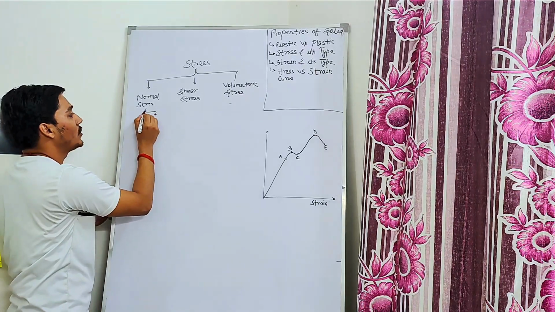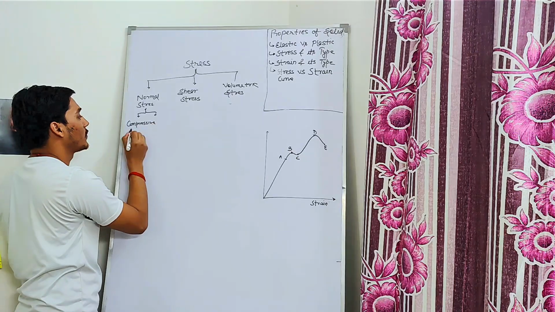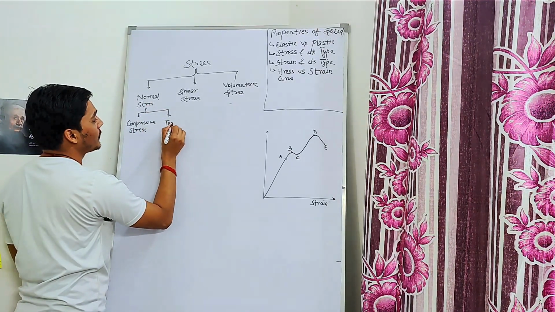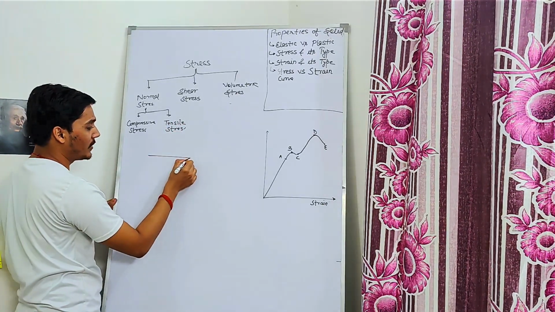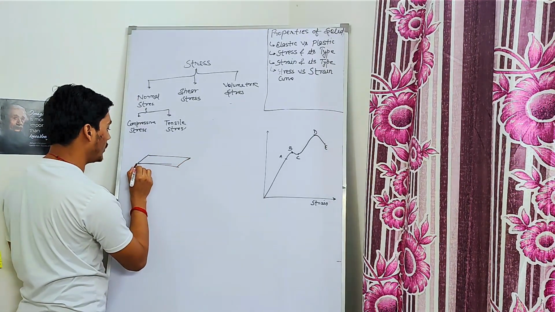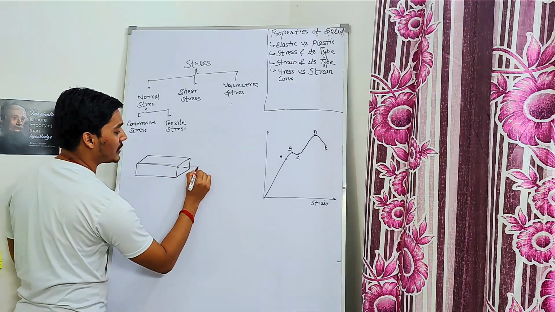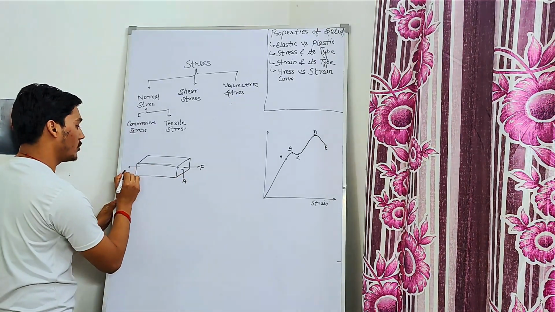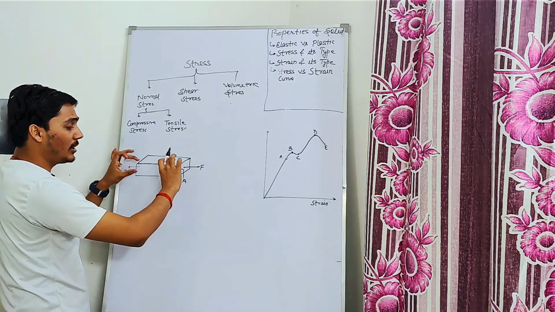Normal stresses are further divided into two types: compressive stresses and tensile stresses. Let us suppose we are having some object like this, a 3D object. We are applying the forces in this direction. This body has a cross-section area. We are applying some force here also, in this direction also. So what will actually happen? This body will elongate, and the area will decrease.